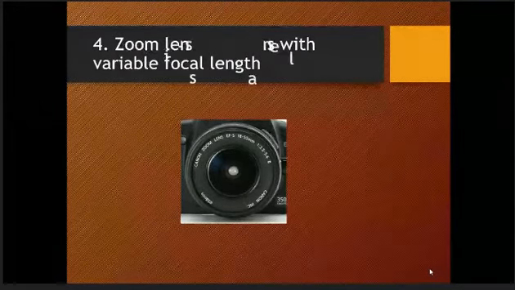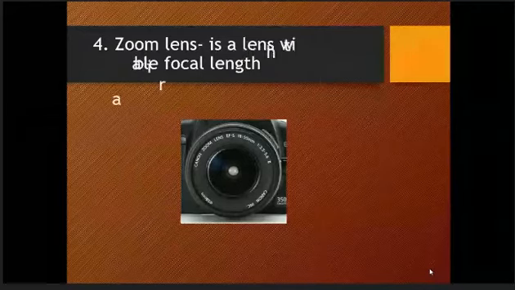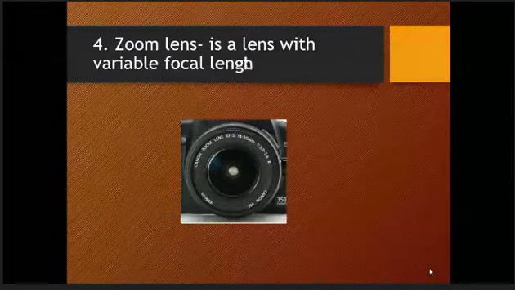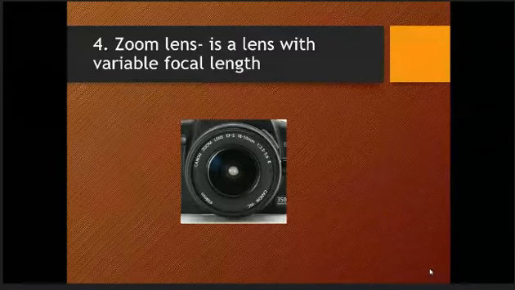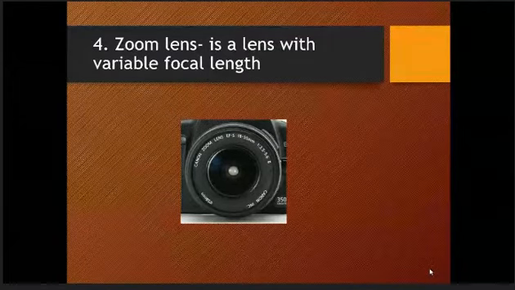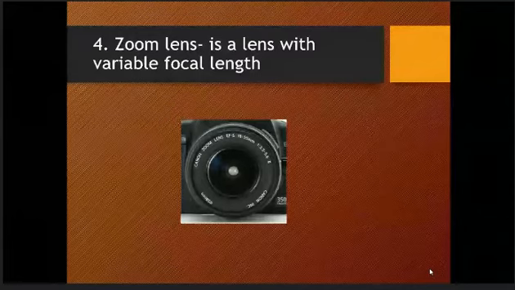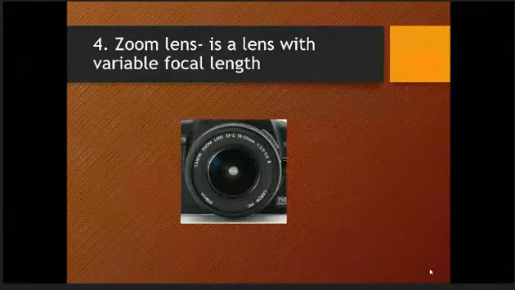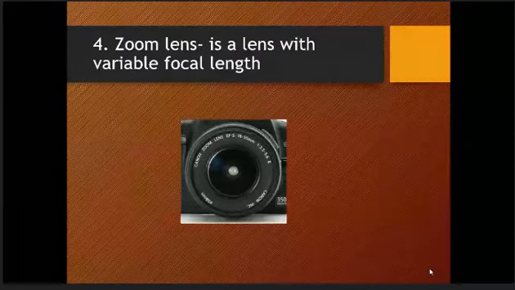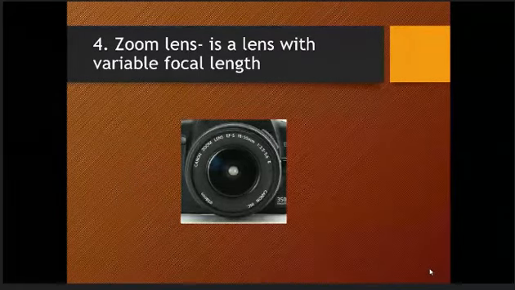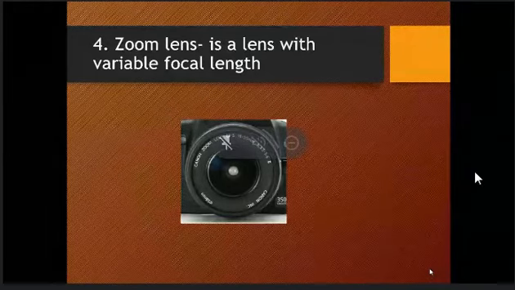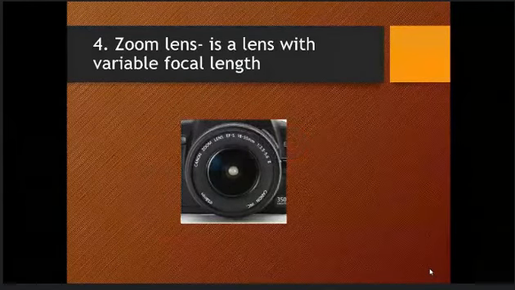Then we have also the zoom lens. Zoom lens is a lens with variable focal length. Meaning, even far objects can be seen with the use of a zoom lens. If you want to focus, it is used for close up and extreme close up views of the crime scene. Close up, and extreme close up.